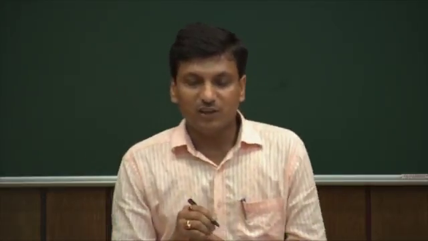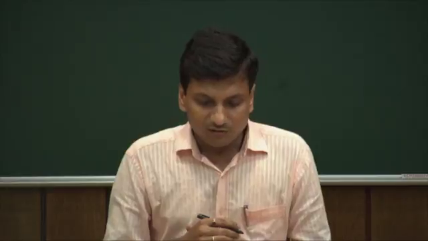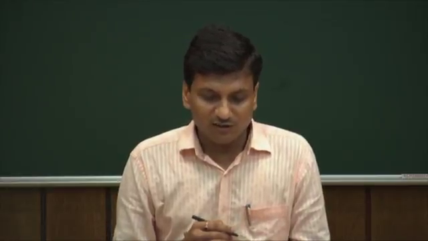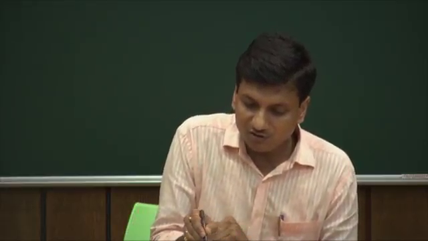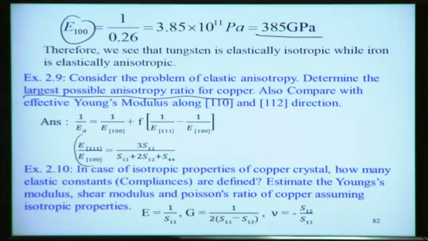Now we look into the next problem. Consider the problem of elastic anisotropy. Determine the largest possible anisotropy ratio for copper. So the largest possible anisotropy ratio in the case of a cubic structure, copper probably having the FCC structure, can be defined as the ratio of E along the direction 111 with respect to E along the direction 100. That standard formulation we have already derived. We use this formula and we can find the largest anisotropy ratio for copper.